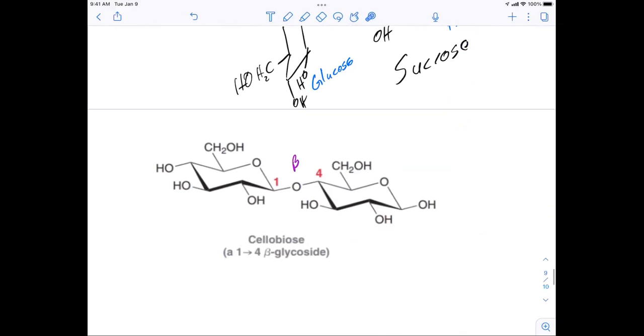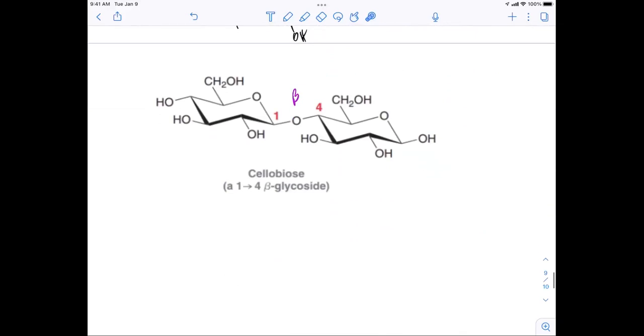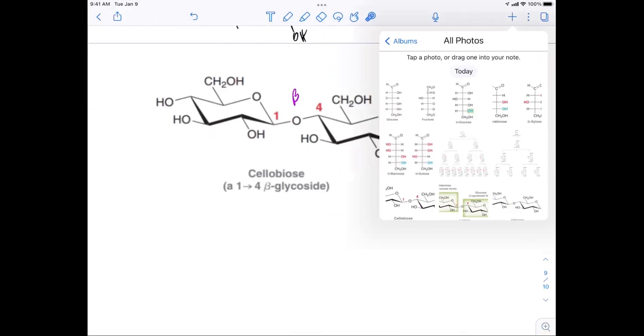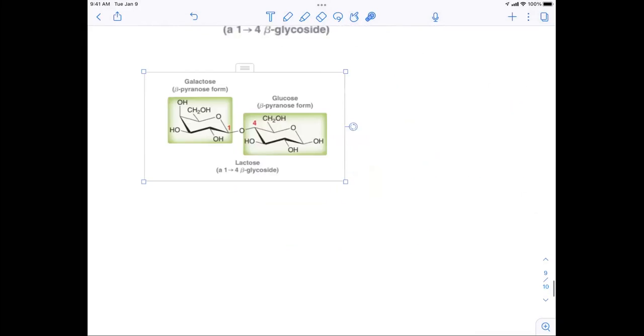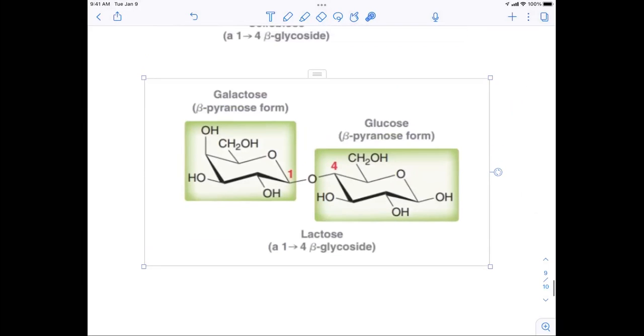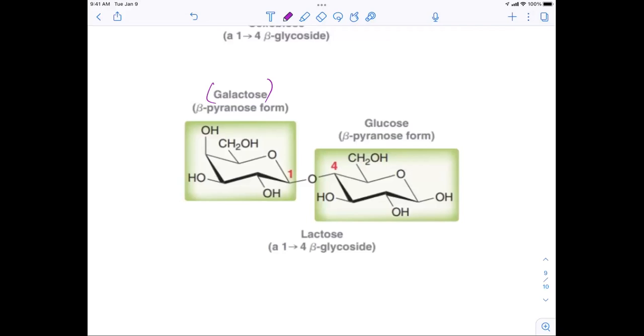Okay, cellobiose. And the last one that we'll look at specifically for this one is lactose, right? So another one that you'll see a lot of is lactose. The reason that some people have problems with lactose is the galactose molecule, right? So you don't have the enzyme to break this down, right?